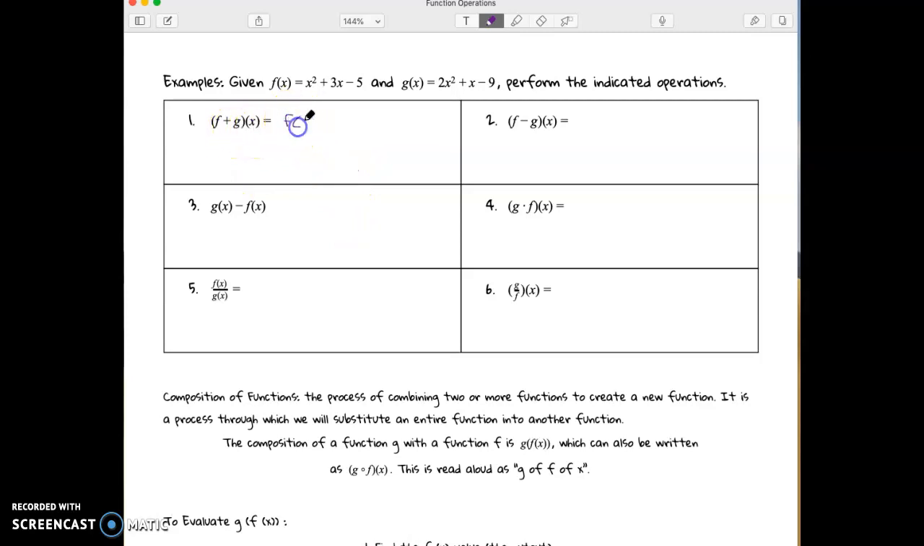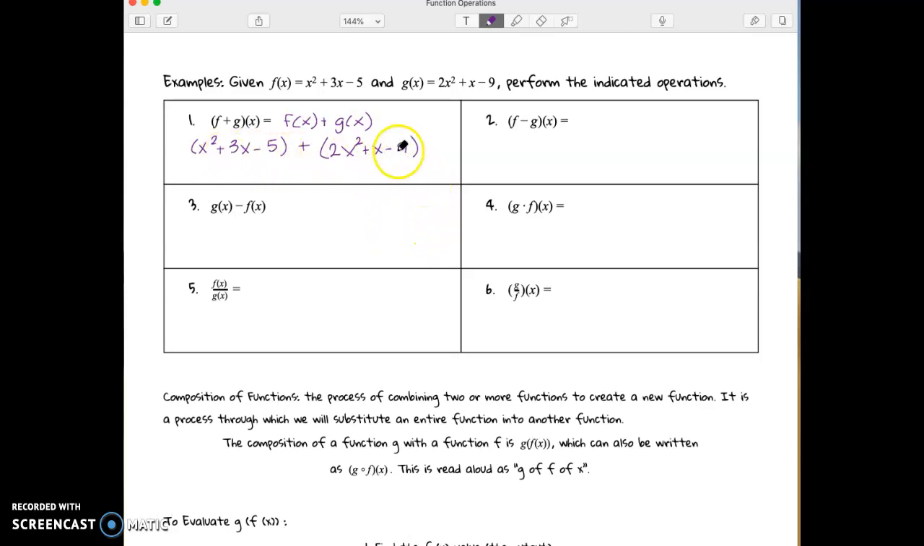The other thing is knowing that you have multiple ways to write this notation that mean the same thing. So f plus g inside of these parentheses is telling us to add those two functions. So we can write them separately, and then we substitute. So f of x is x squared plus 3x minus 5, and then we add g of x, which is 2x squared plus x minus 9.